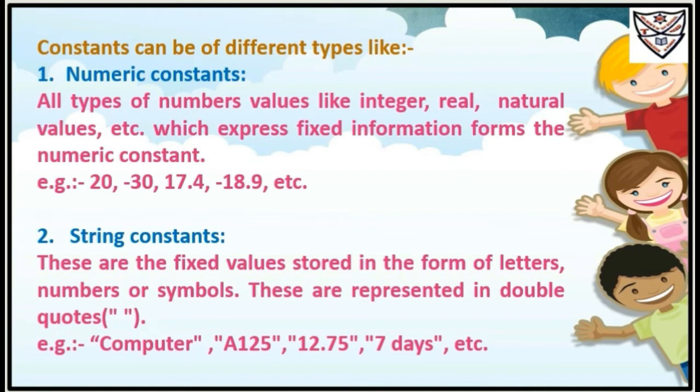String constants. These are the fixed values stored in the form of letters, numbers or symbols. They are represented in double quotes. Example: "computer" in double quotes. If you are writing the alphanumeric "A125", it should also be in double quotes. "12.75" in double quotes, "7 days" in double quotes, etc.